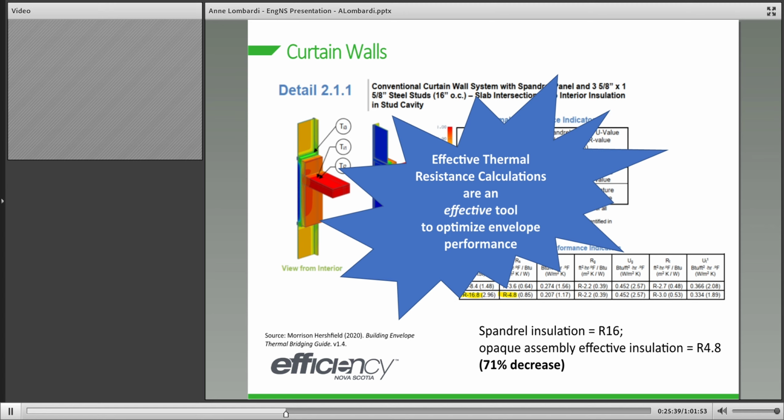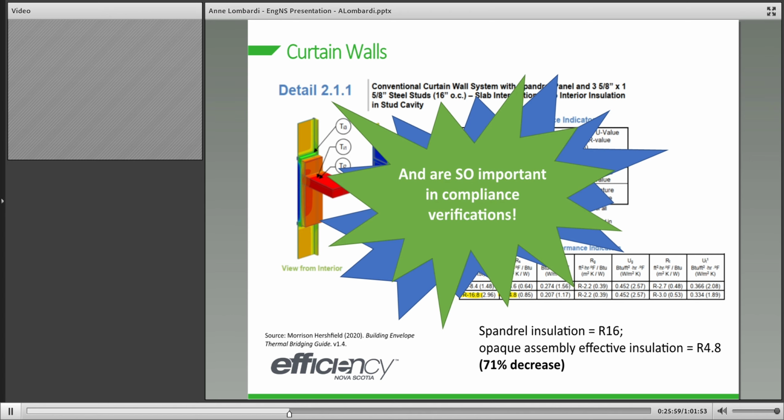And because of this, it's really important to do these calculations. Like I've said here, effective thermal resistance calculations are an effective tool. I was trying to be funny to optimize envelope performance. So we can definitely use this in design to identify what we can do to this wall to improve its performance. But also these calculations are so important to make sure that we're complying with the code, right?